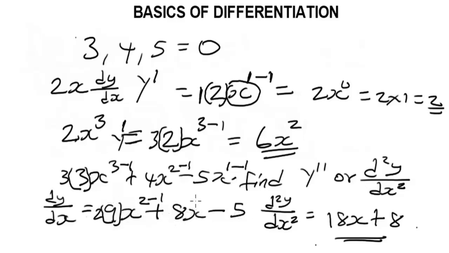Then plus, the same thing is applicable here. The power here is what? 1 minus 1. 1 minus 1 will give you 0. x raised to the power 0 will give you 1. 8 times 1 will give you 8. Then when you differentiate a constant, minus 5 will give you 0. So our final answer to this problem is 18x plus 8.